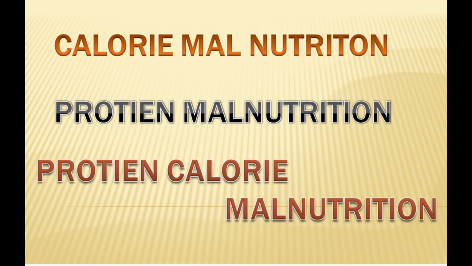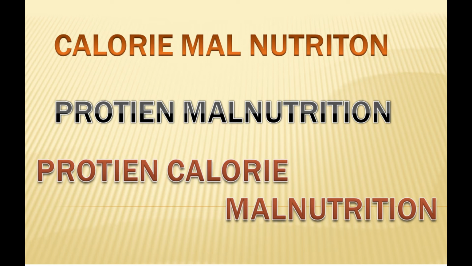Third one is protein calorie malnutrition. So what is protein calorie malnutrition here? That means the diet which is completely deficient in proteins, carbohydrates and fats. All these three are completely absent in them. That's why we call this malnutrition protein calorie malnutrition. So totally there are three different types of malnutrition: one is calorie malnutrition, second one is protein malnutrition, and third one is protein calorie malnutrition.